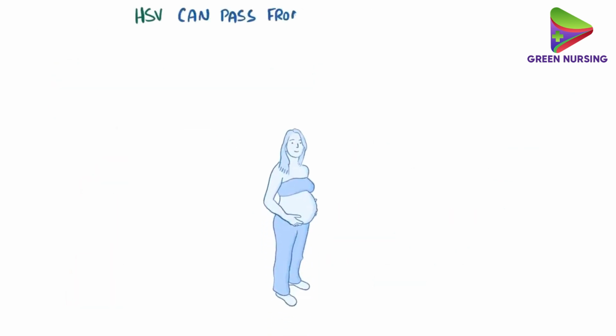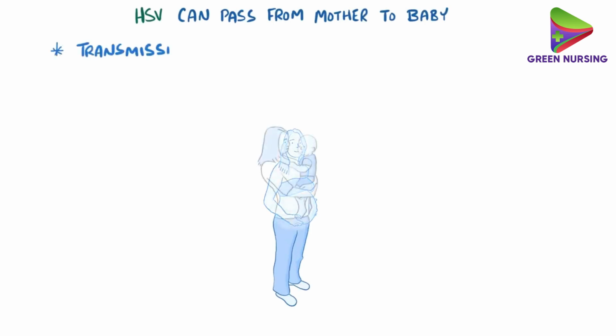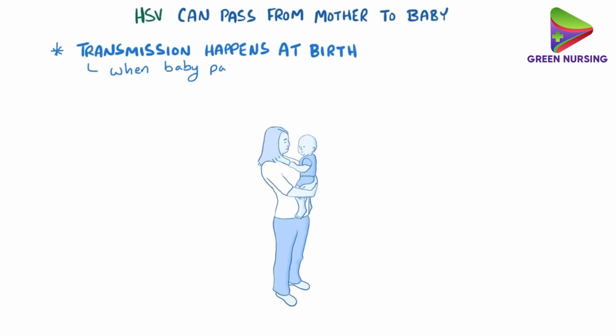HSV can also pass from a mother to a baby. Rather than causing a congenital infection while the fetus is in the uterus, most of the transmission happens at birth when the baby passes through the infected maternal vaginal secretions during delivery.